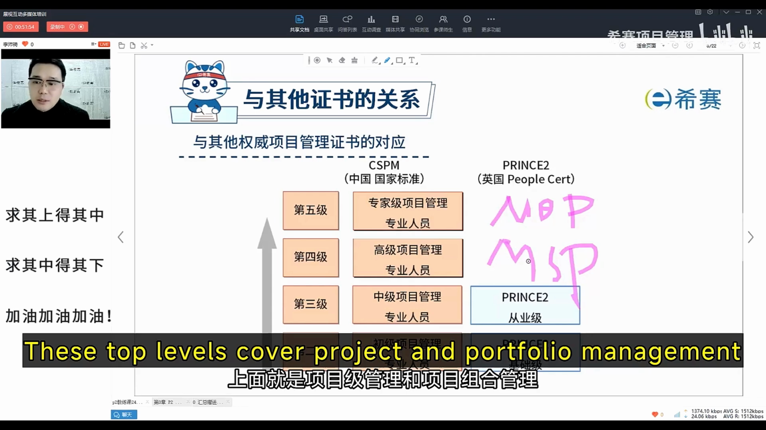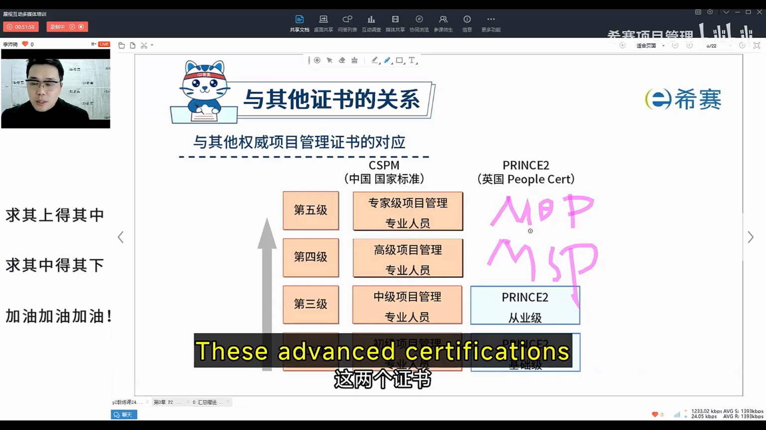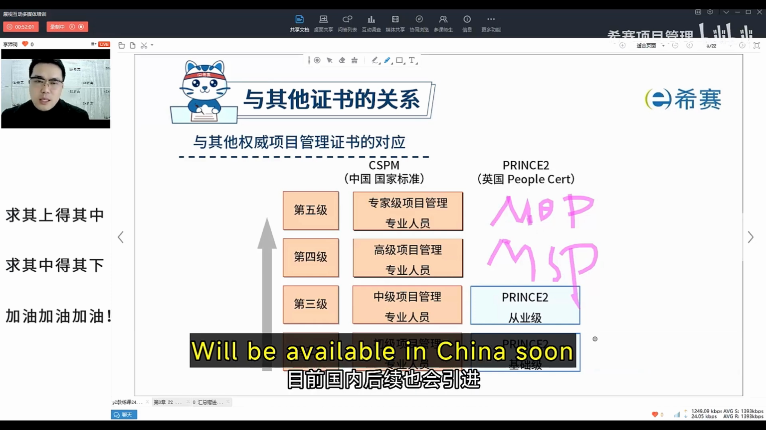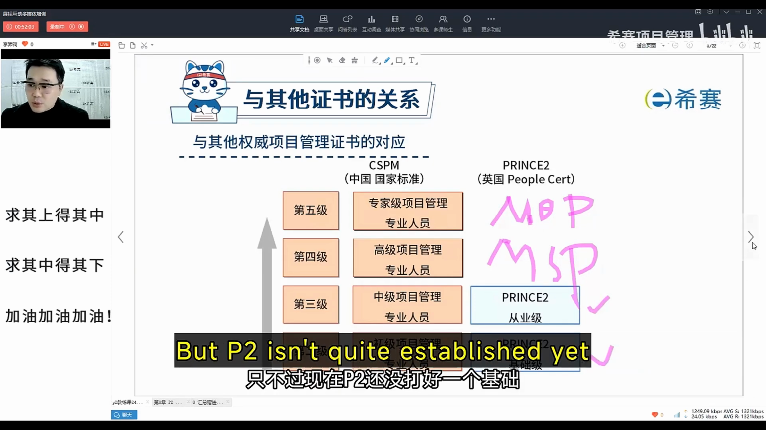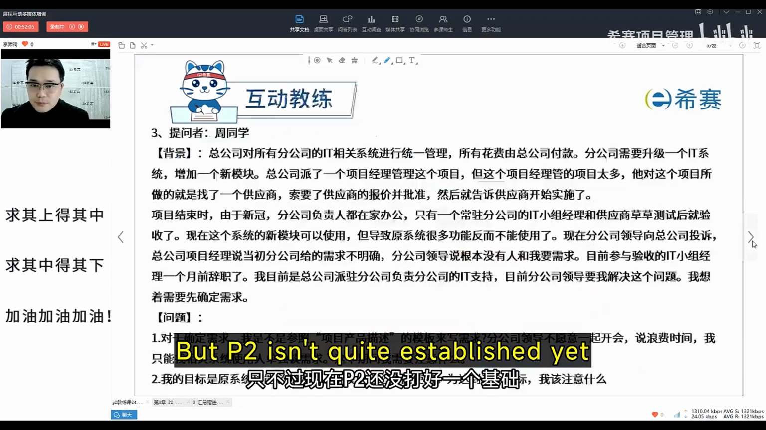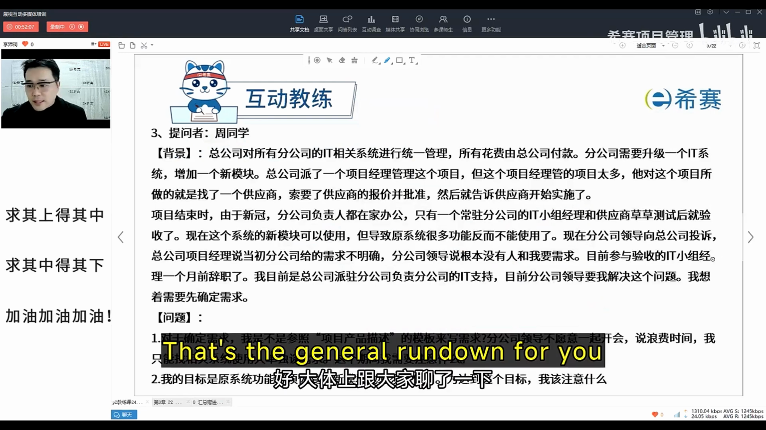These top levels cover project and portfolio management. These advanced certifications will be available in China soon. But P2 isn't quite established yet. That's the general rundown for you.